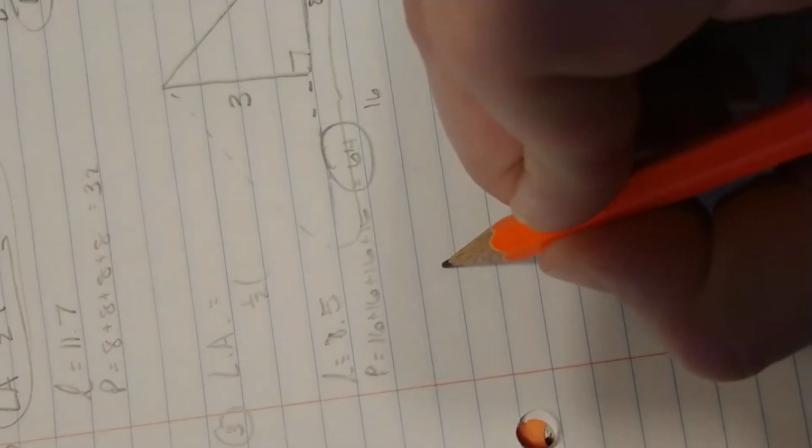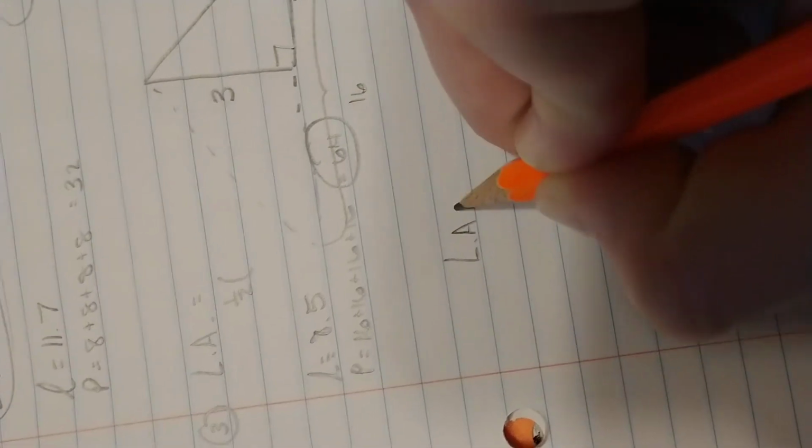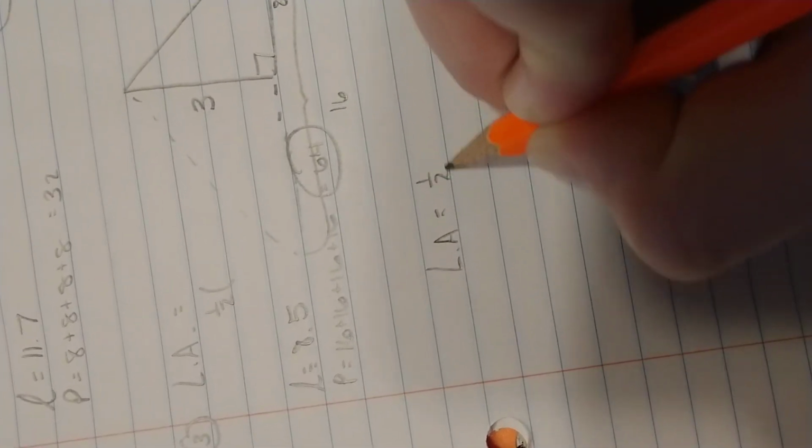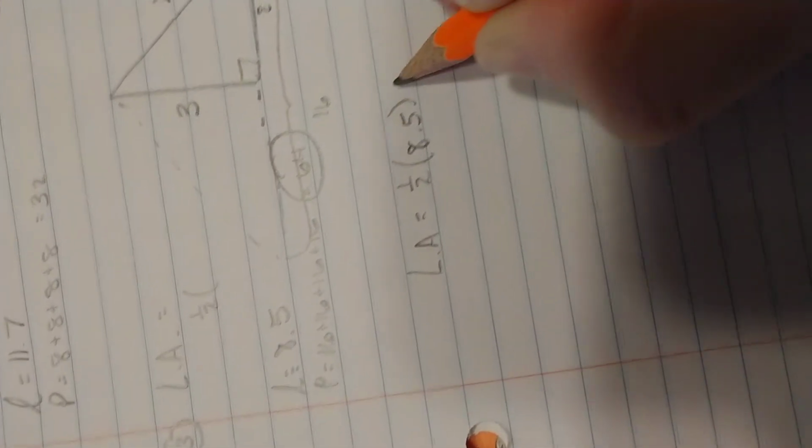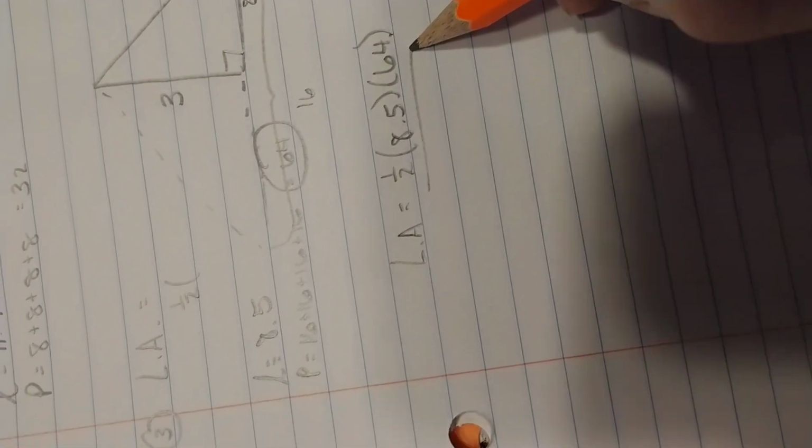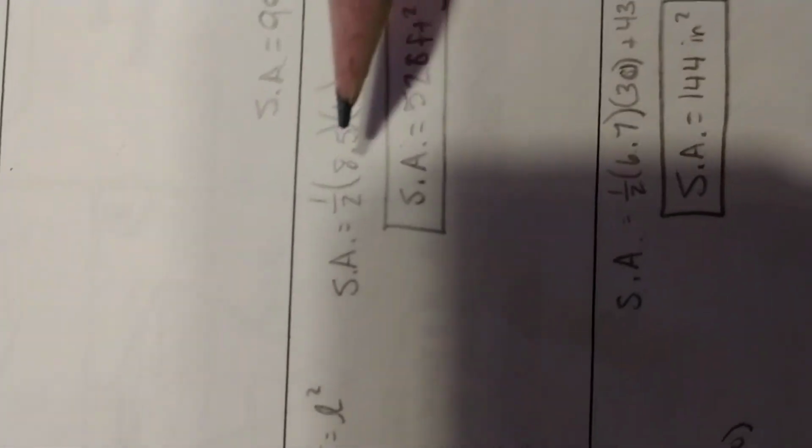So our formula would end up looking like lateral area equals 1/2 times 8.5 times 64. And again, you can find that number. Of course, I did not. I just went ahead and plugged it into my surface area formula.